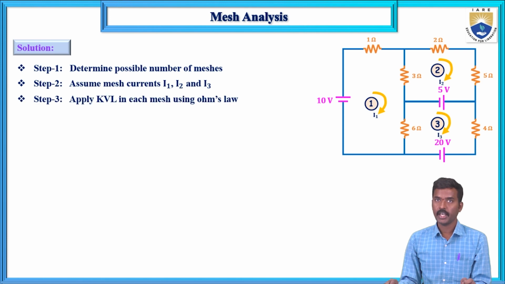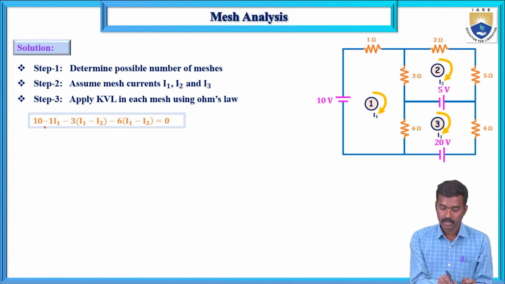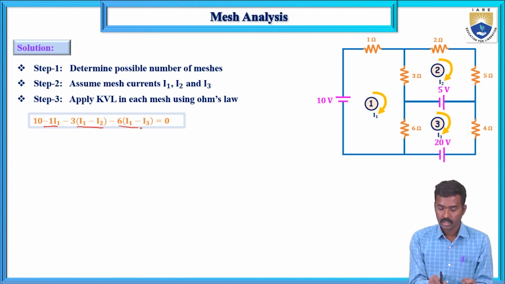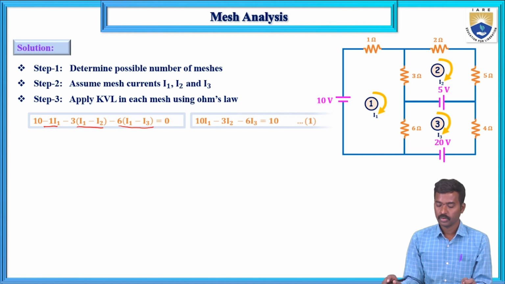Step 3. Apply KVL in each mesh using Ohm's law. 10 equals 1 into I1, minus 3 into I1 minus I2, minus 6 into I1 minus I3, equals 0. So 10 I1 minus 3 I2 minus 6 I3 equals 10.